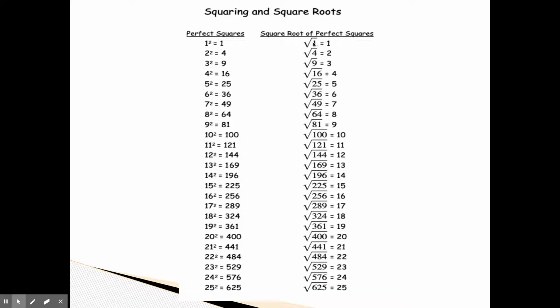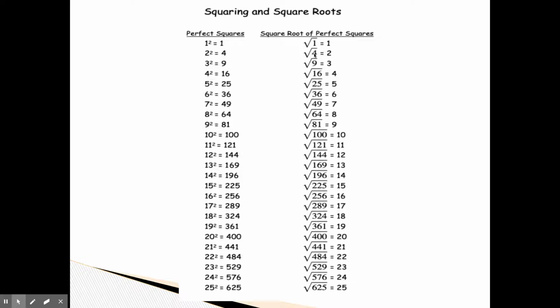Now I'm just taking the square root of each one of those values. So I'm basically working backwards. If I start from the top, this time I've got the square root of 1. Well, I know that 1 times 1 gives me 1. So the square root of 1 is 1.